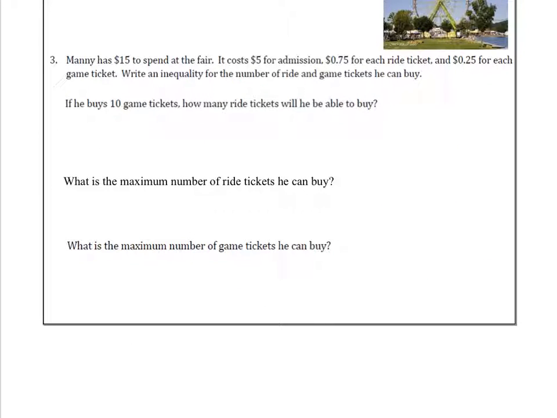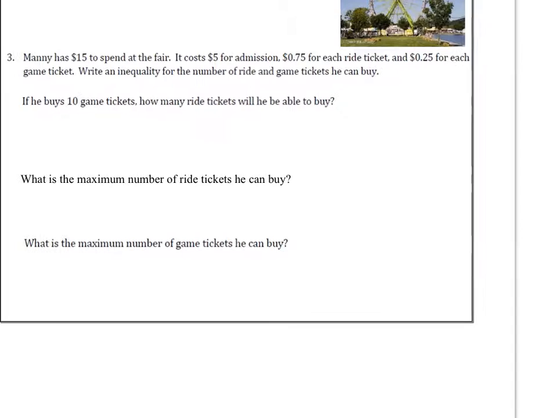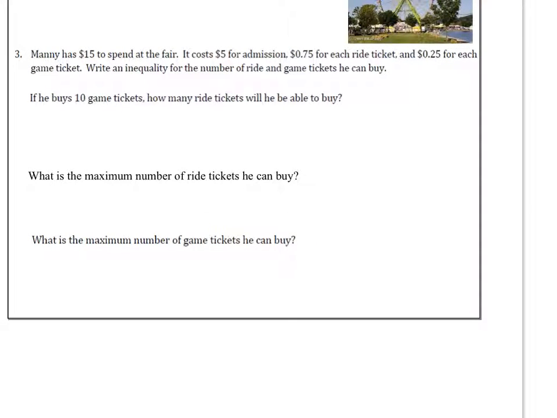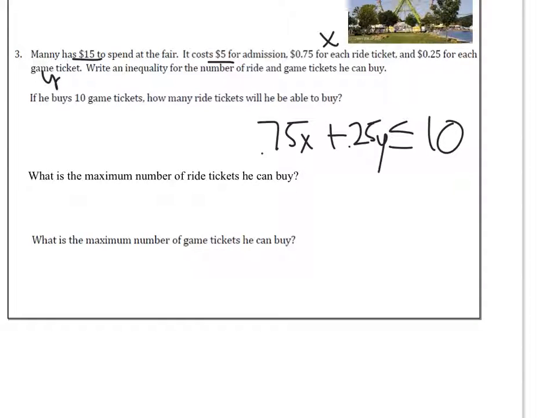So Manny has $15 to spend at a fair: $5 for admission, 75 cents for each ride ticket, 25 cents for each game ticket. Write an inequality for the number of ride and game tickets he can buy. Well, he's got 15 bucks. It costs $5 for admission, so he's only got $10 left to goof around with. He's got to top out at that, so everything's got to be less than or equal to 10. If I let each ride ticket be X and each game ticket be Y, it's just going to be 0.75X plus 0.25Y less than or equal to 10.